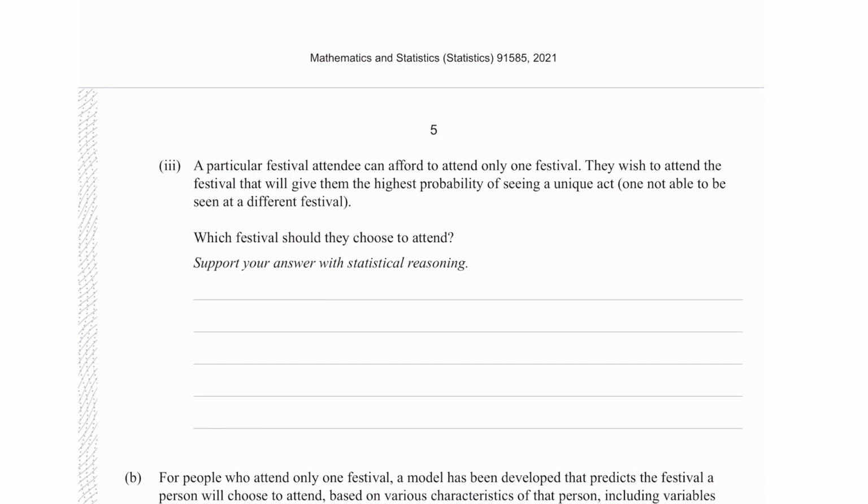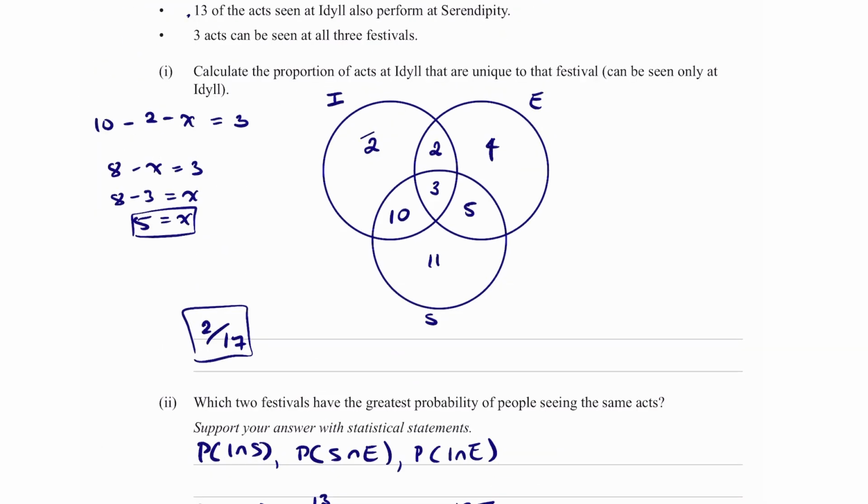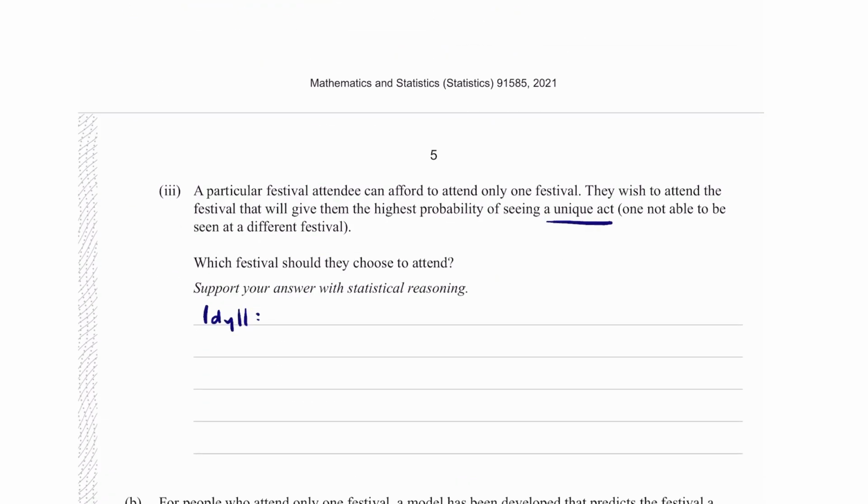Part 3. A particular festival attendee can afford to attend only one festival. They wish to attend the festival that will give them the highest probability of seeing a unique act. Which festival should they choose? So in Idle, how many unique acts can they see? Just 2, so that's 2 out of 37.